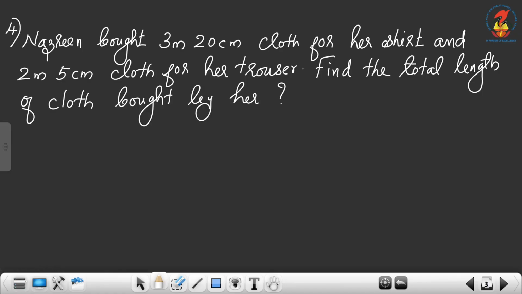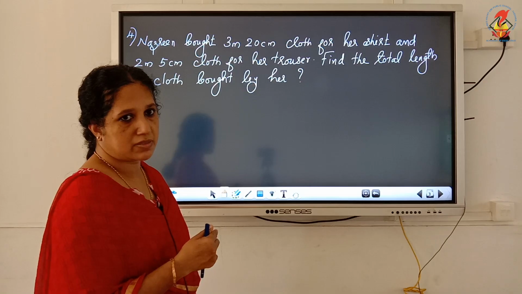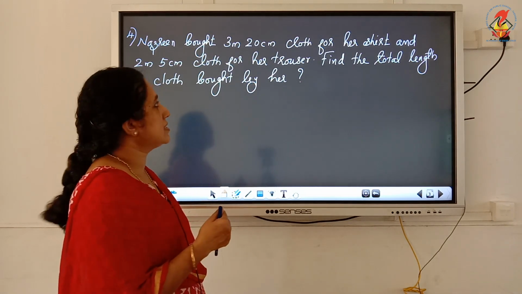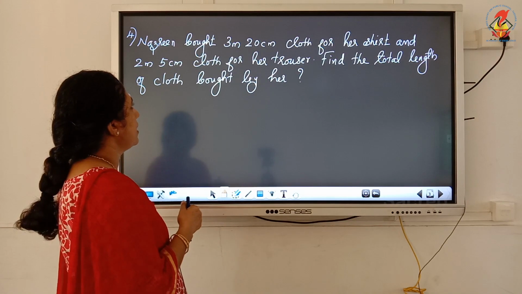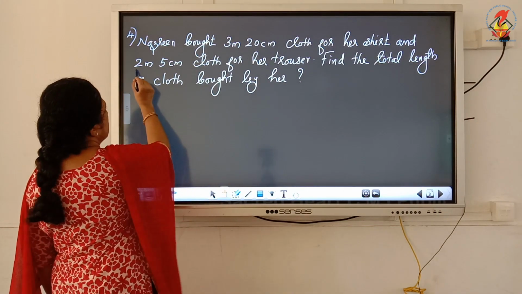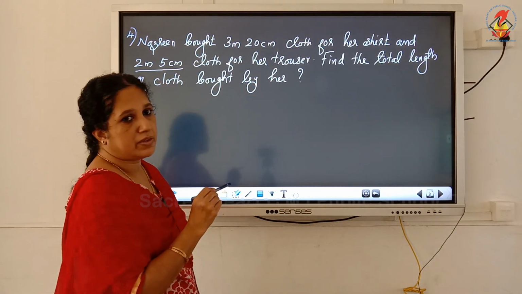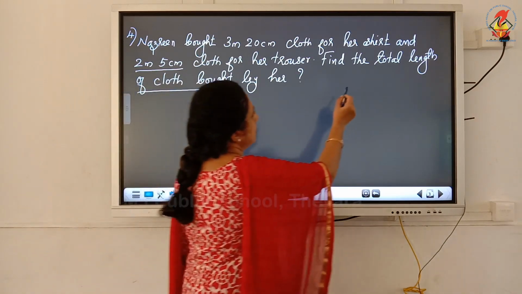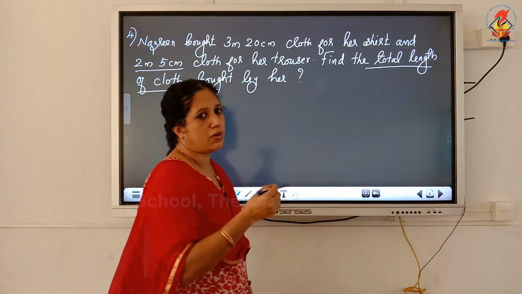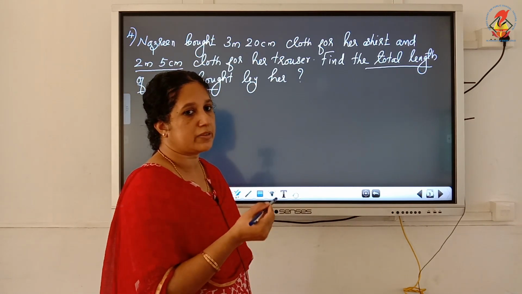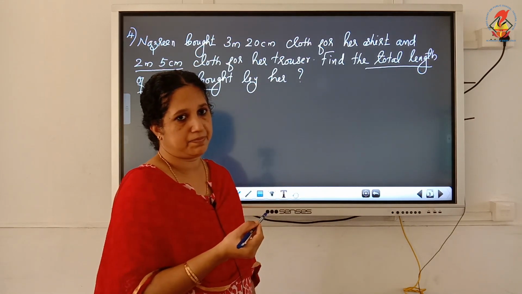So Nasreen bought 3 meter 20 centimeter cloth for her shirt. So the length of the cloth bought for her shirt is 3 meter 20 centimeter. And the length of the cloth bought for her trouser, that is 2 meter 5 centimeter. What we have to find here? Find the total length of the cloth. So how we can find out the total length of the cloth? To find the total length of the cloth, we have to add.